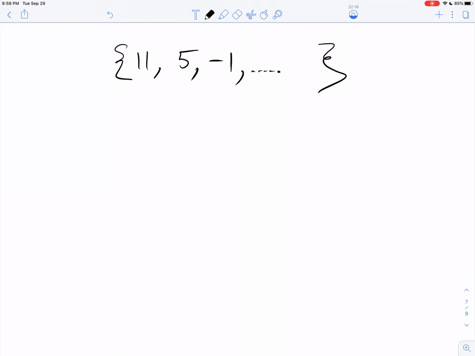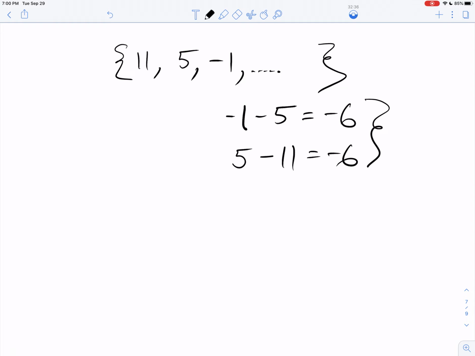it's going down by 6 each time. Do you see that? And if you don't, you could take any number in the list, subtract the one that came before it, and you get the same number every time. 5 take away 11, oh, I got the same number again. That guy is the same number, so it's called a common difference. We call it D.